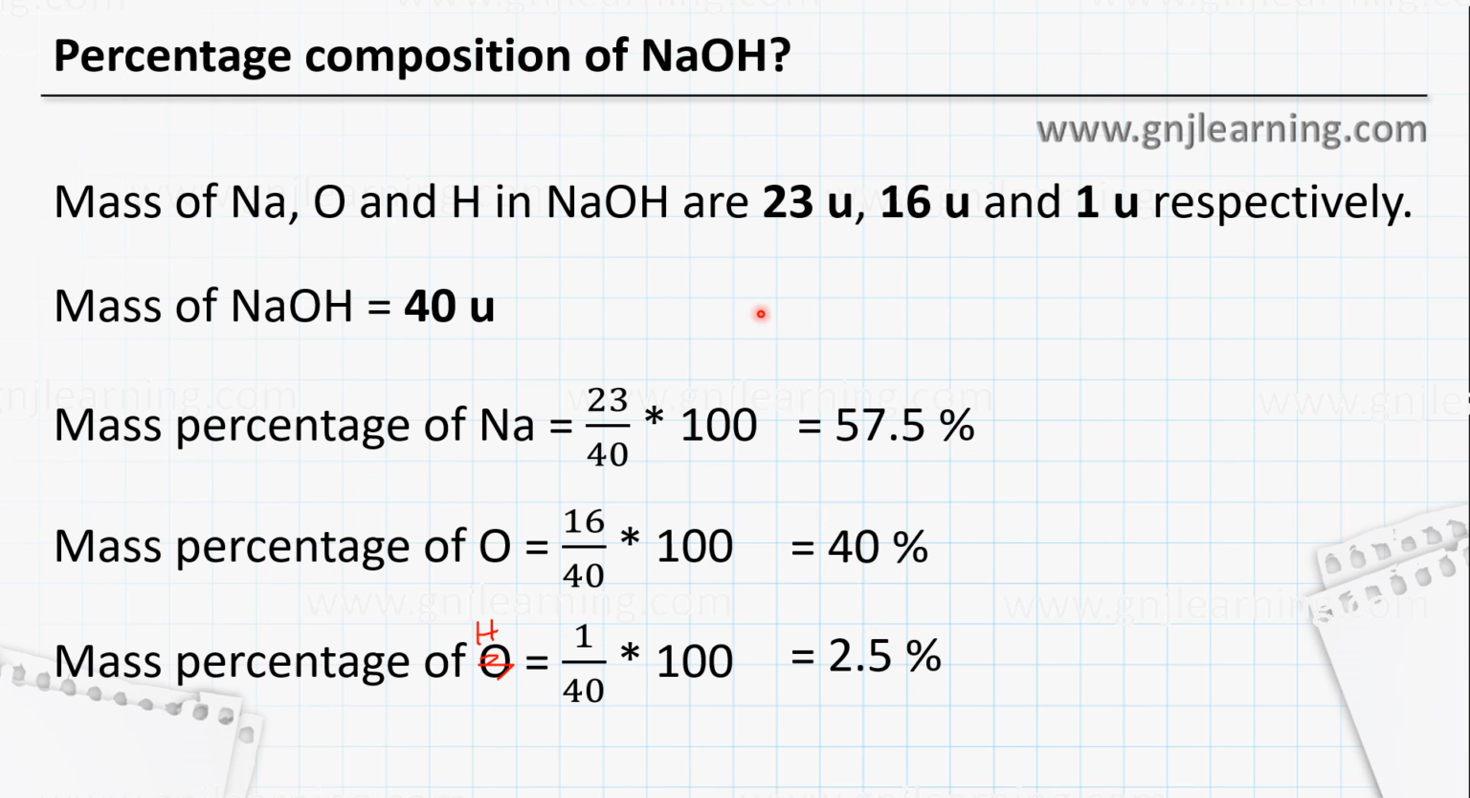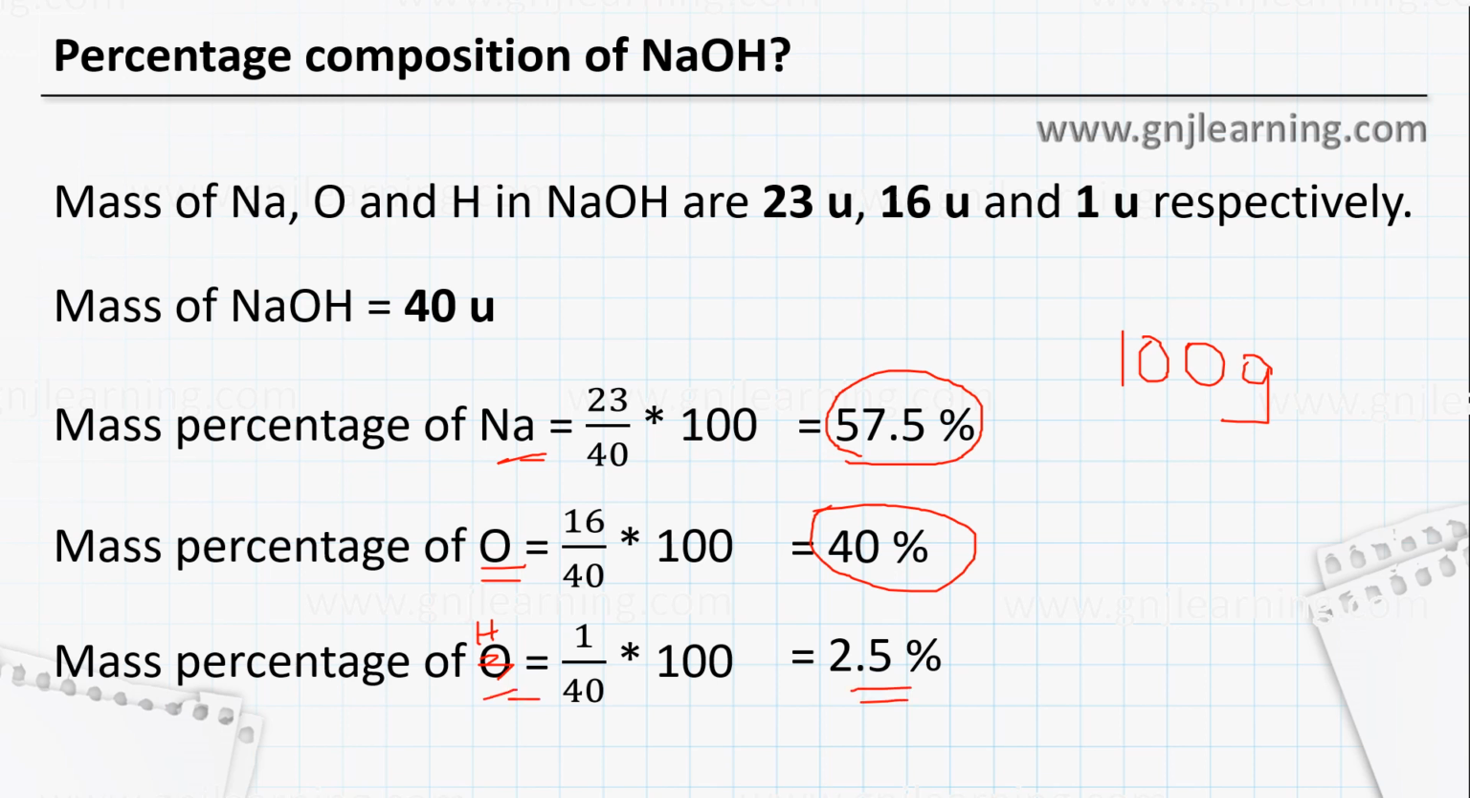So if I am taking any mass of sodium hydroxide, say, let's write, 100 gram of sodium hydroxide. Imagine that I am taking 100 gram of sodium hydroxide. In that, 57.5 percentage will be sodium, 40 percentage will be oxygen, and 2.5 percentage will be hydrogen.